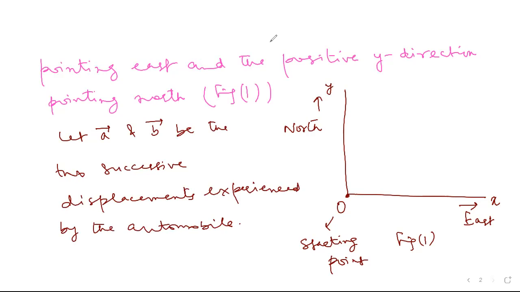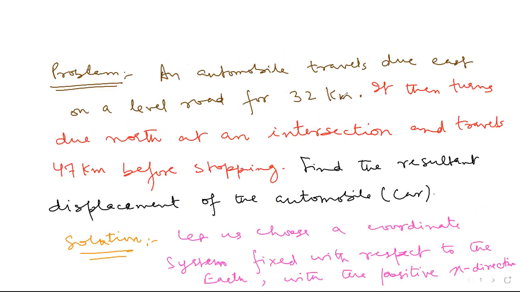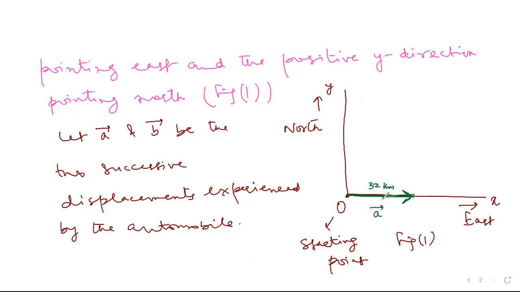So A is, let me use this color, so A is the first displacement. This is my A. Its magnitude is 32 kilometer. As you can see, the first displacement is due east. 32 kilometer is its magnitude. So A has magnitude of 32 kilometer and it is pointing east.